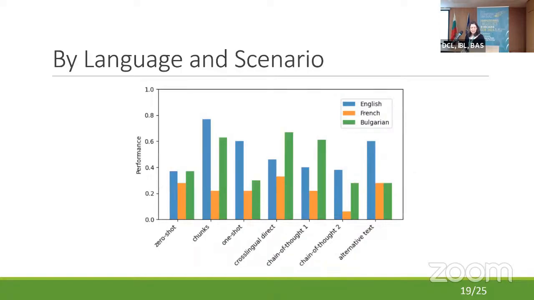By language and scenario, here we can see that there's really differing performance when it comes to the different scenarios and the different languages. For example, in particular, we can see that Bulgarian performs really well in the cross-lingual scenarios compared to the other languages, possibly due to a benefit from original text in another language, particularly English.